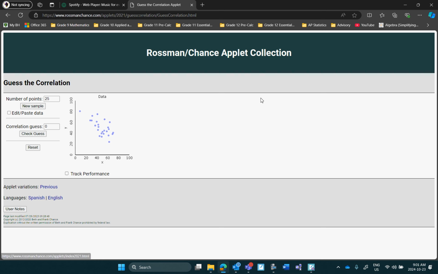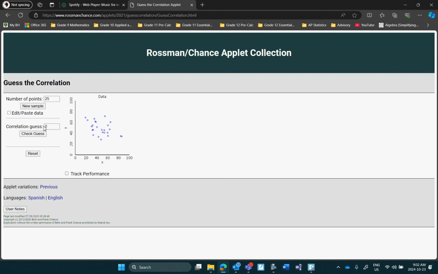So -0.5. Does anybody want a different guess? Do we agree negative? Yes. So now we got to think about the strength. You want 0.5? Let's see. -0.671. Not bad, not bad. That one.